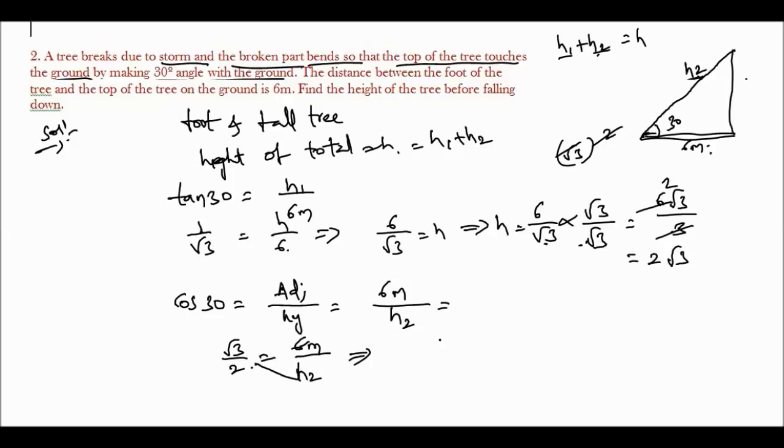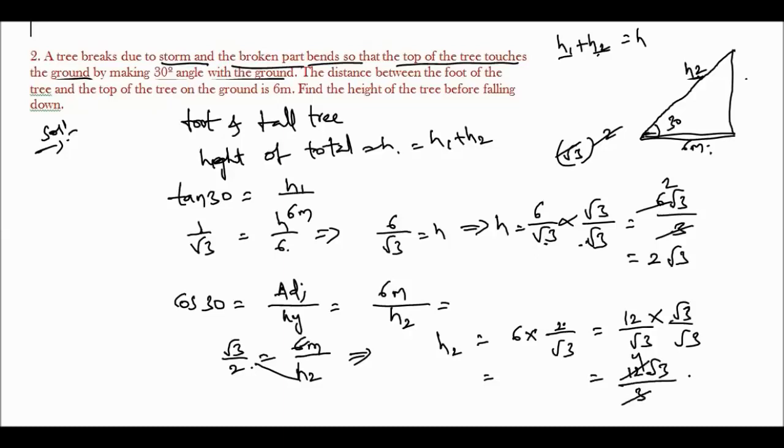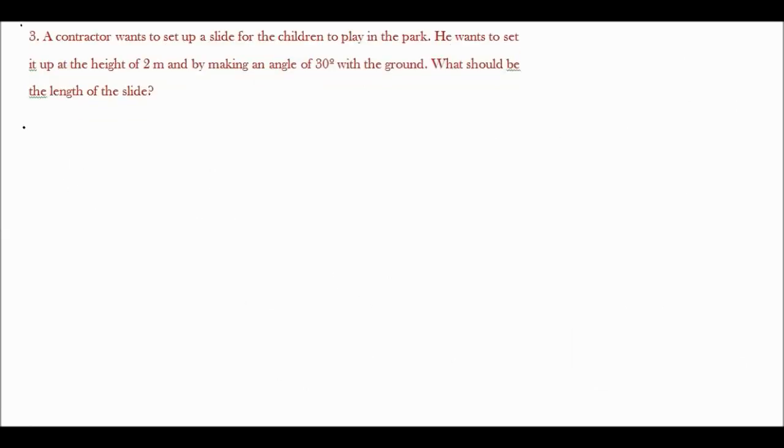So h2 goes here. H2 is equal to 6 into under root of 2 by root 3. So it will become 12. So 12 into 12 by root 3. So root 3 by root 3. 12 root 3 divided by 3. 3 ones are 3, 3 fours are 12. 4 root 3 is the answer here. So this is our second problem. Okay, so third question solution here.